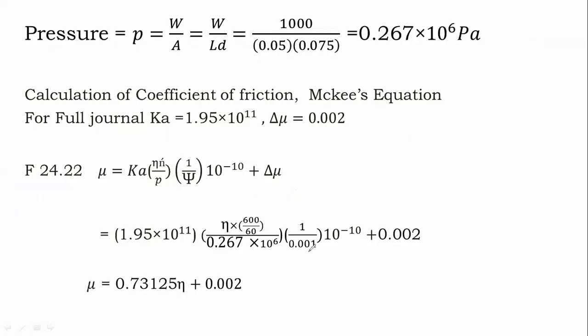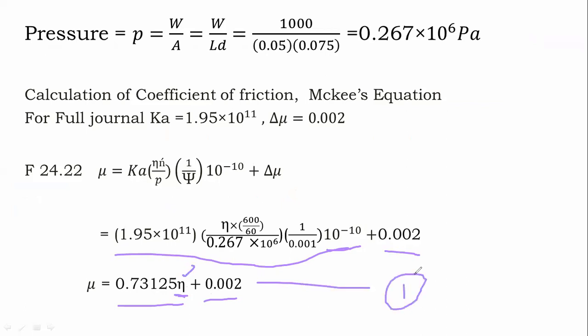The psi value we have written, and 10 raised to minus 10 we have multiplied, and plus 0.002. So we write 0.002 as it is. The remaining terms we simplify, and we get the answer in terms of viscosity. Please look at this viscosity. We don't know the viscosity. So what do we do? We call this equation number 1. So whatever the mu value is, write that as equation number 1.